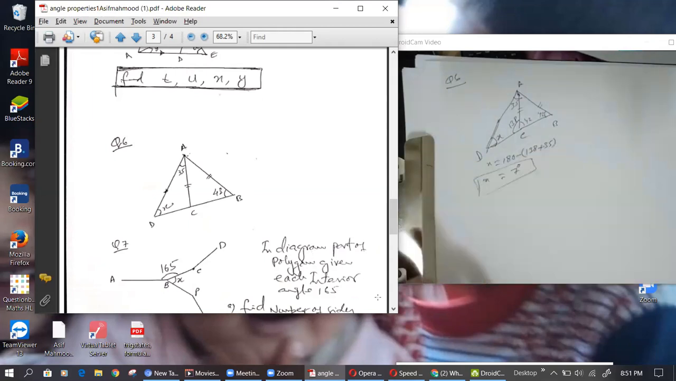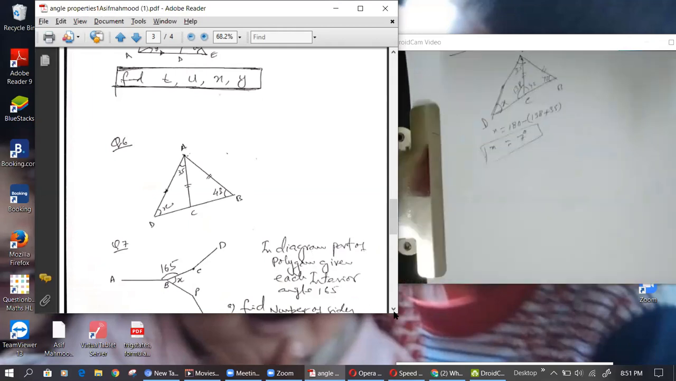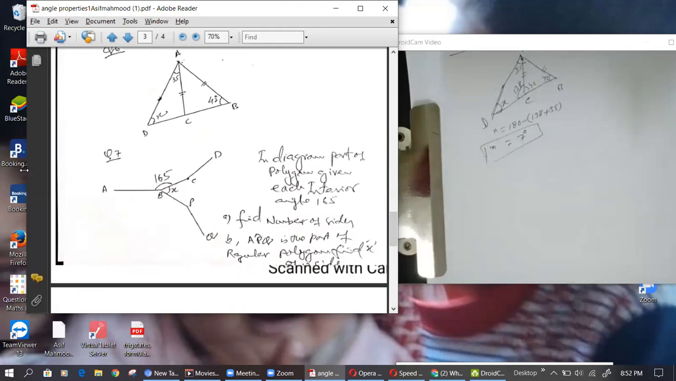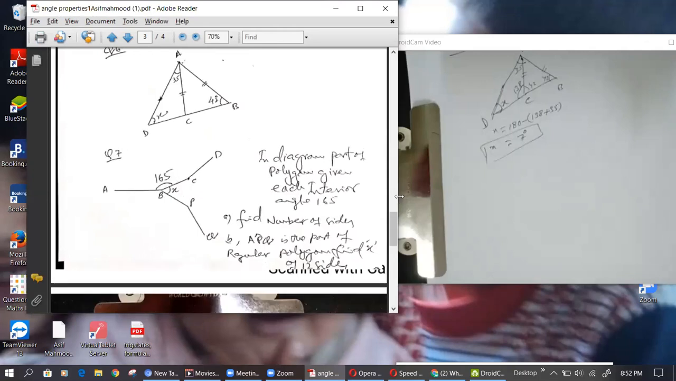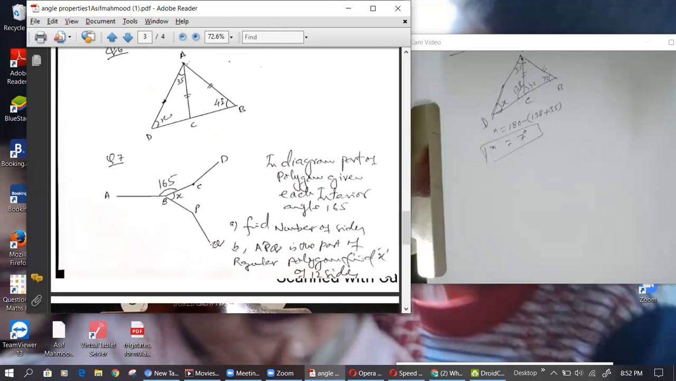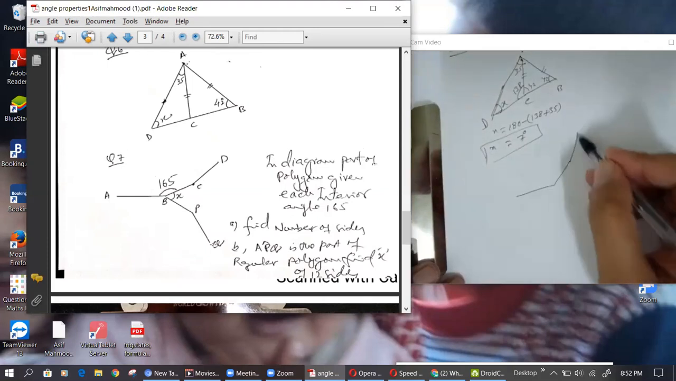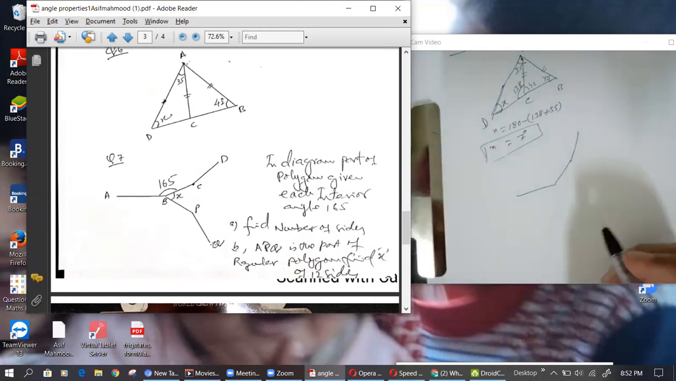Next question is this one. For this question, I give you some more information: the two polygons are the same. Both polygons are same. In the exam you must understand what they are giving you. One polygon is going upper side and one is going lower side, but both are same. From this, they give you 165, right? And they require x. What will you do now? Very quickly, you can tell me this x.